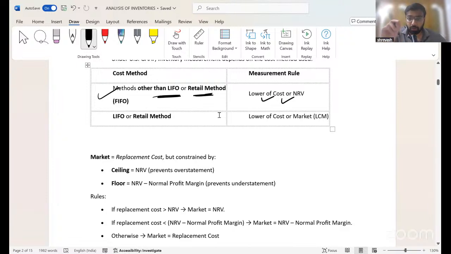It is lower of cost or market. Sir, we have been studying so far that it is lower of cost or NRV, but for LIFO or retail method in US GAAP, it is what? Lower of cost or market.